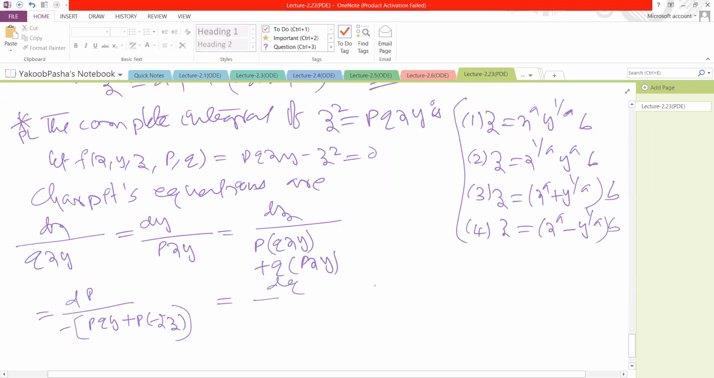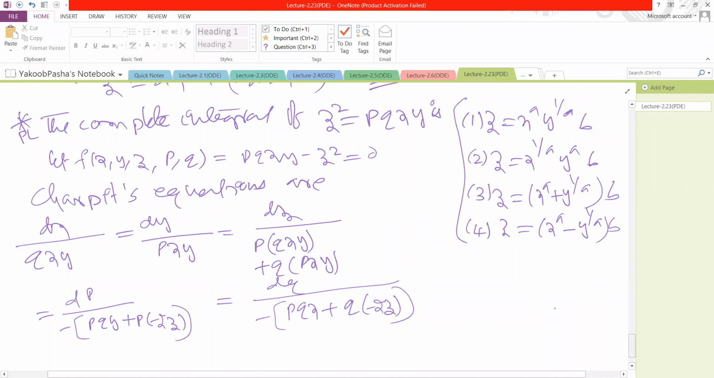and dq by minus of fy plus q into fz. Fy means pqx plus q into fz. Fz is minus 2z. So these are the Charpit's auxiliary equations.